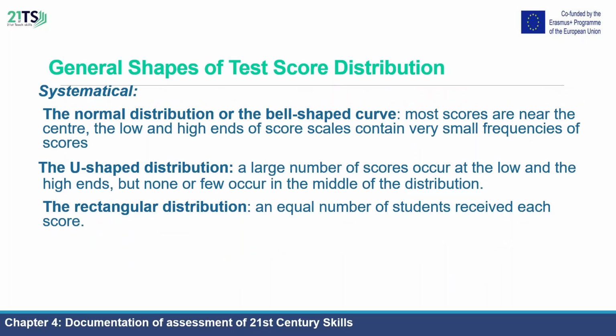In statistics, the normal distribution, or the bell-shaped curve: most scores are near the center. The lowest and the highest ends of the score scale contain very small differences.